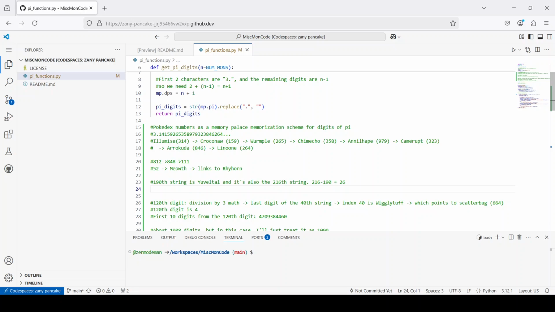Similarly, there's a string later on where, starting from the 123rd string, we've got the sequence of 053 to 054. In this case we've got Persian to Psyduck, and the 123rd string is 053. They also have a trailing 3. That's another mental redundancy check.